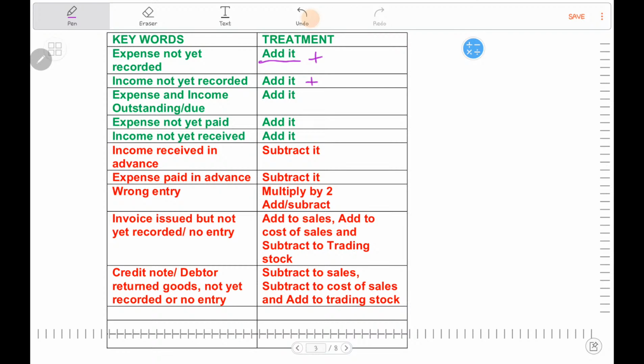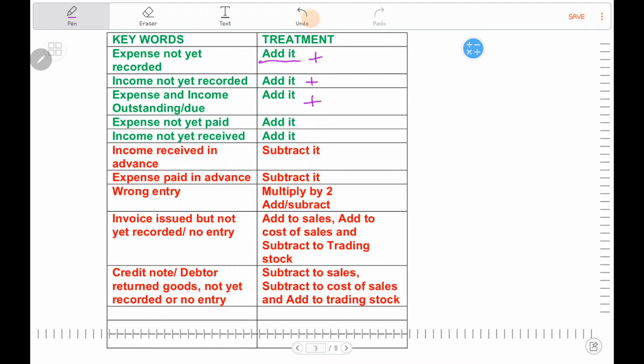Then what about the expense or the incomes that are outstanding or that are due? This one means that it will be an accrued expense or an accrued income, and we know that accrued income, since they form part of the financial year, then the answer is simple. Even here we have to add.